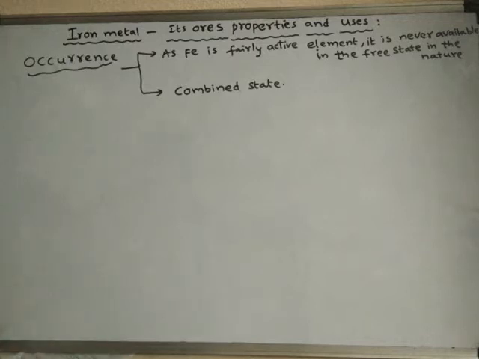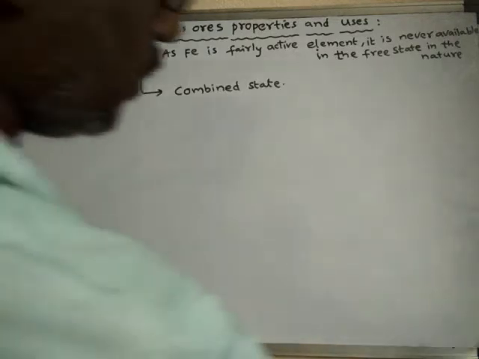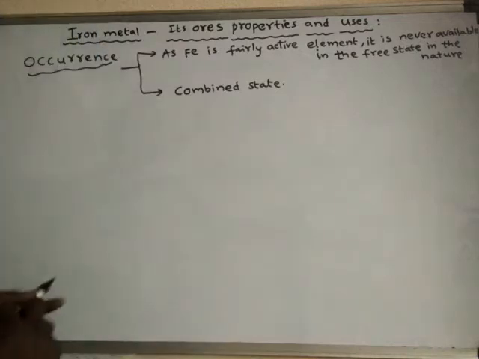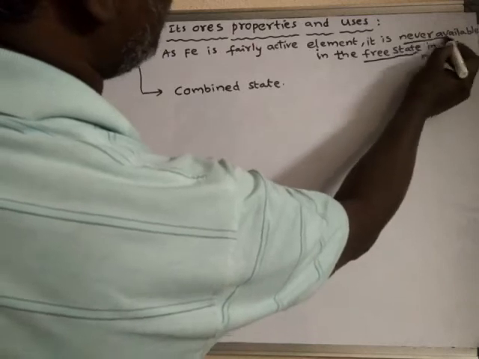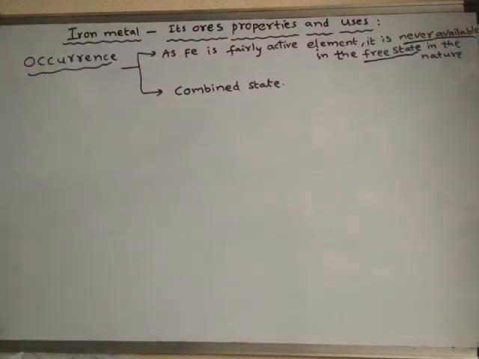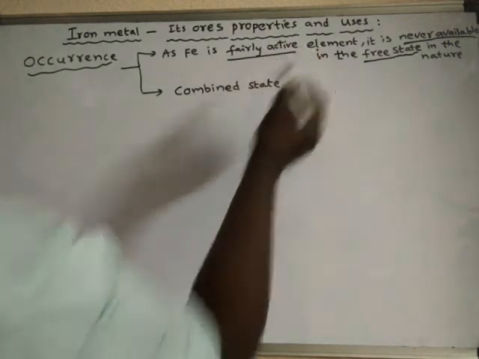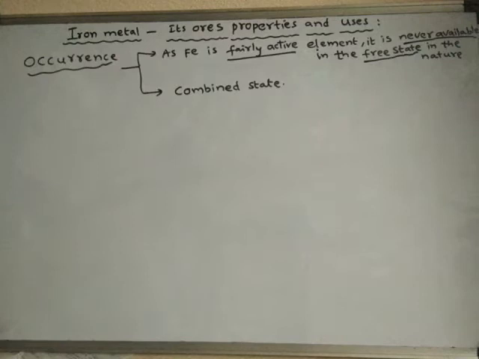So first of all we will see where this iron is available. So, its nature of occurrence. See, iron is a fairly reactive metal. As it's a fairly reactive metal, it does not occur in the free state. It is never available in the free state in nature because of its fairly active nature.